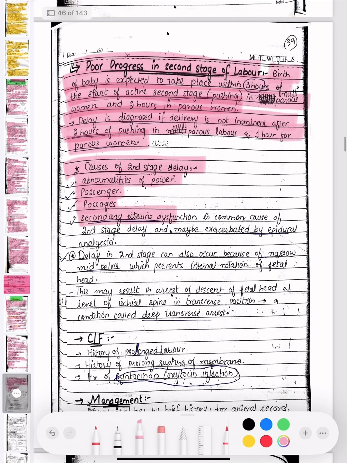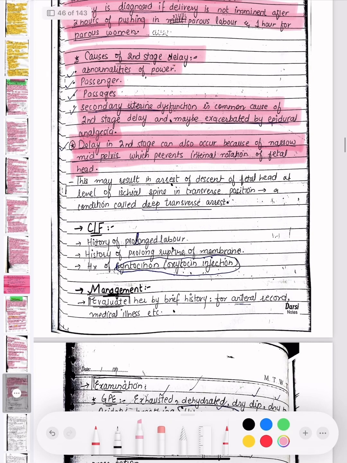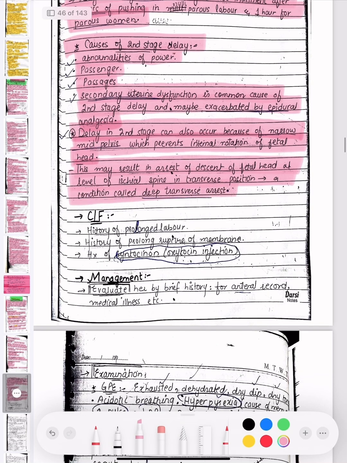Secondary uterine dysfunction is a common cause of second stage delay and may be exacerbated by epidural analgesia. Delay in the second stage can also occur because of a narrow mid-pelvis, which prevents internal rotation of the fetal head. This may result in arrest of the descent of the fetal head at the level of the ischial spine in the transverse position, a condition called deep transverse arrest.